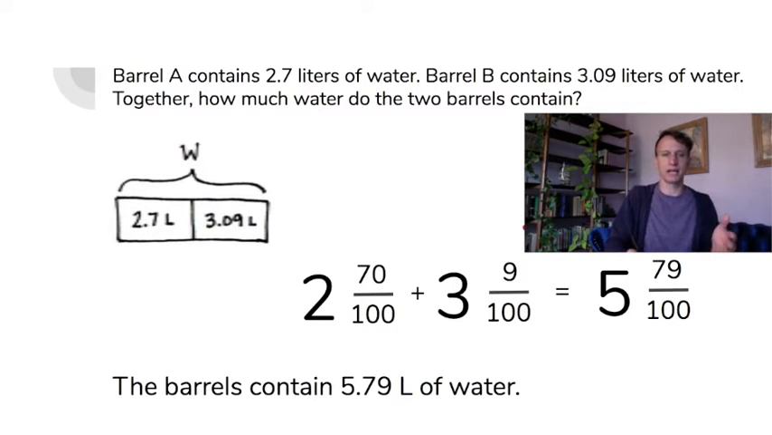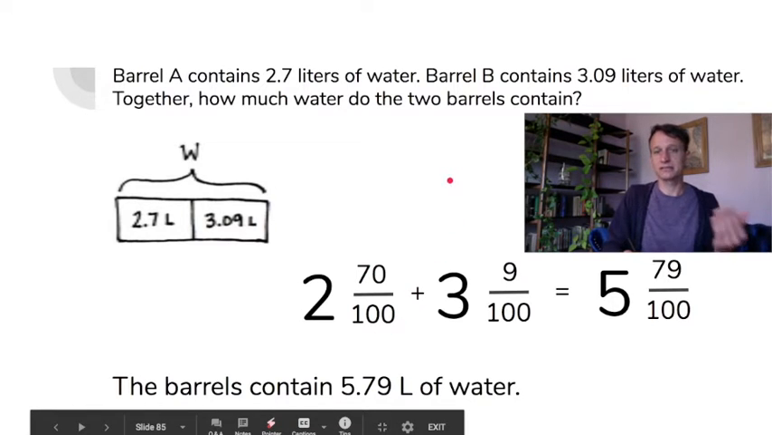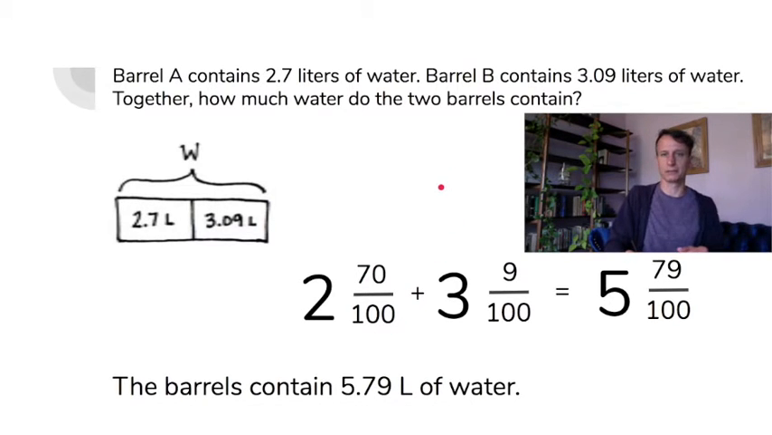5.79 is how we'd write it. The barrels contain 5 79/100 liter of water. Notice that liters is written with a capital L to distinguish it from a 1. All right, so that was the easier one. They get more difficult. Again, check your socks.